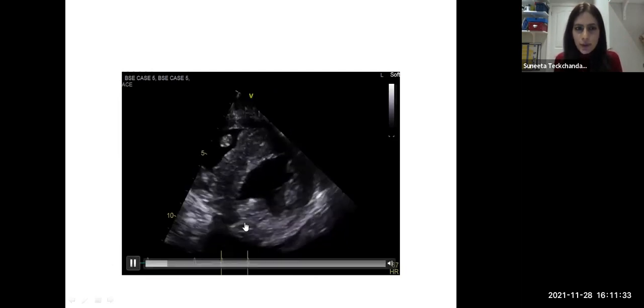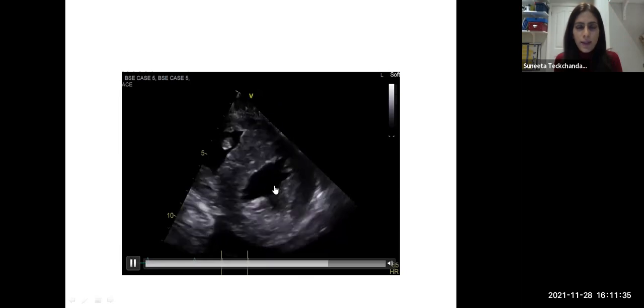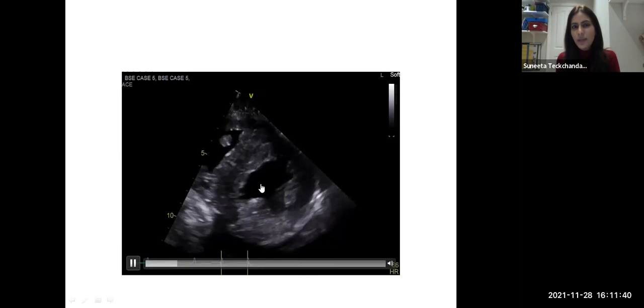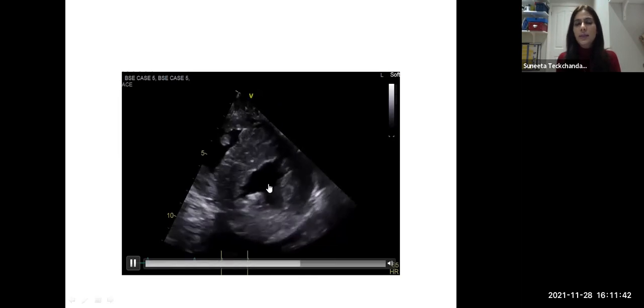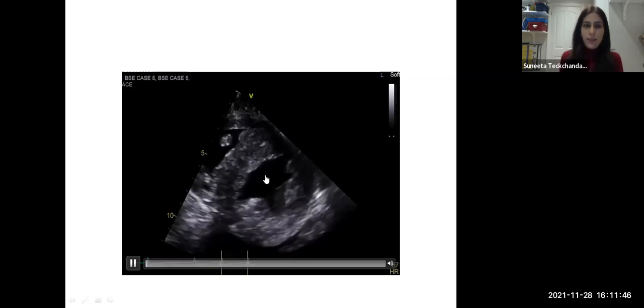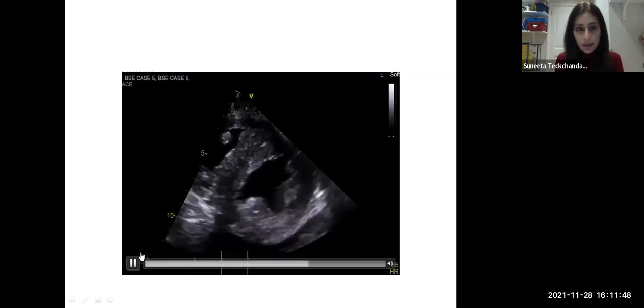And this is the same short axis view at papillary muscle level. And here you will notice we are slightly coming in towards the cursor in the middle there. So the apex seems to be contracting slightly better than the base. And next slide, please.